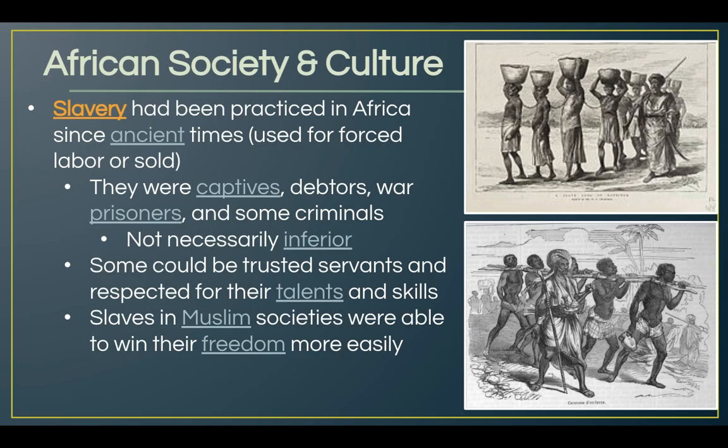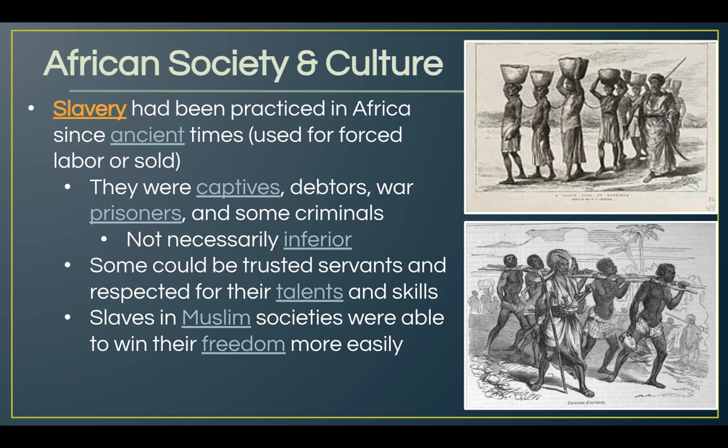Slavery. So slavery had been practiced in Africa since ancient times. People would be used for forced labor or sold, and many of these people were captives of war, or they were debtors, war prisoners, and then some were even criminals. Some could be trusted servants and respected for their talents and skills.